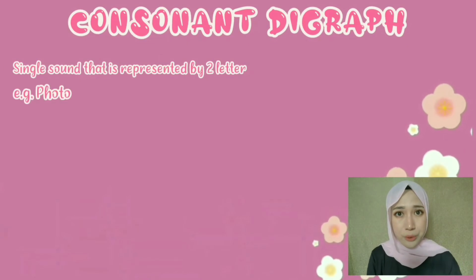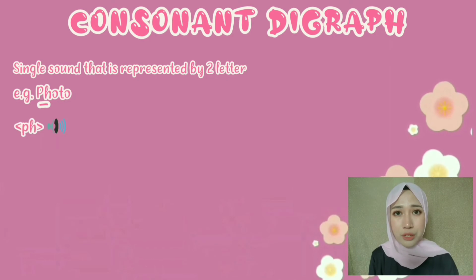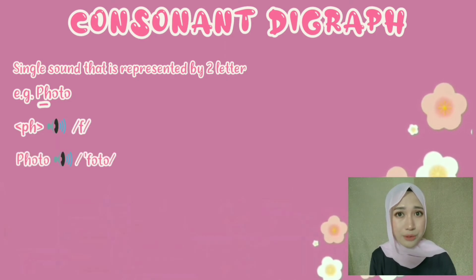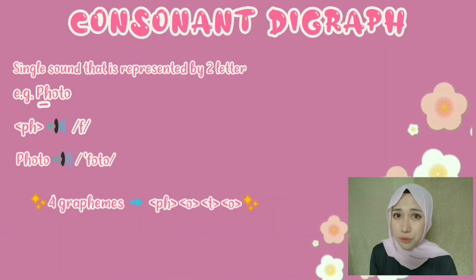Next consonant is consonant digraph and trigraph. Consonant digraph is a single sound that is represented by two letters. For example, the word "photo", we clearly see P and H. These two letters are represented by one phoneme, that is sound. So it is pronounced "foto".